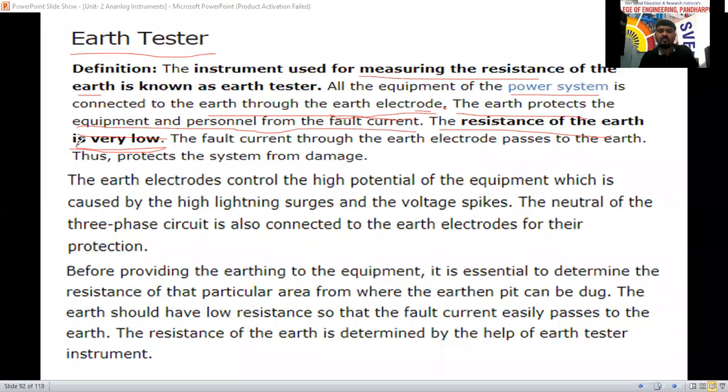Wherever we get 0.5 up to 5 ohms is acceptable, but where we get less, like 0.003, that place is very good for earthing. We can observe that. So the earth resistance should be very low, as I told here. It is very low.